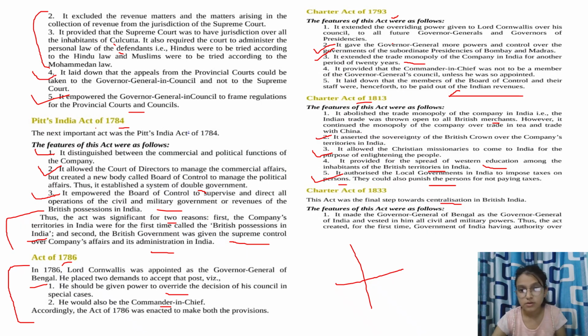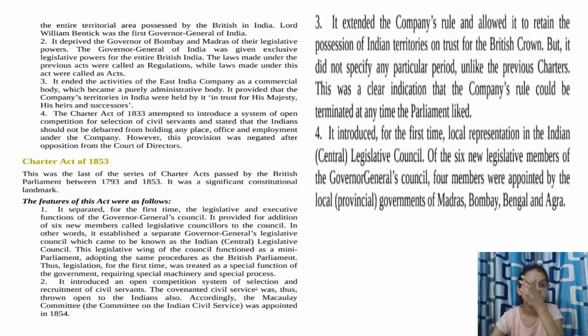So the features were: it made the Governor General of Bengal the Governor General of India and vested in him all civil and military powers. So the powers have been vested in that particular person only. Thus the act created for the first time a Government of India having authority over the entire territorial area possessed by the British in India. So now the British have tightened their grip in India. Lord William Bentinck was the first Governor General of India. So this is an important name that you need to remember or note down.